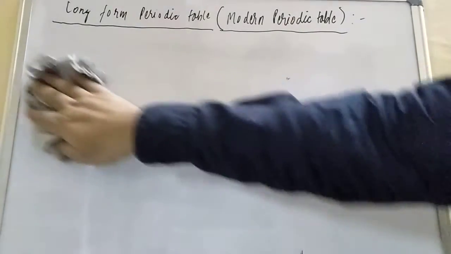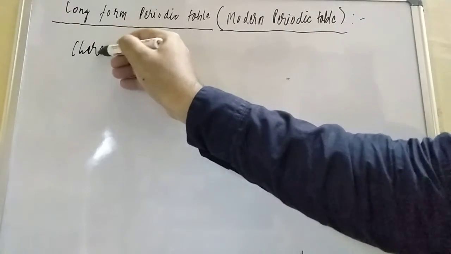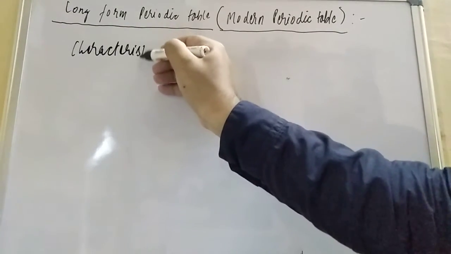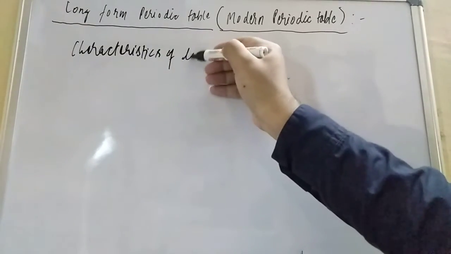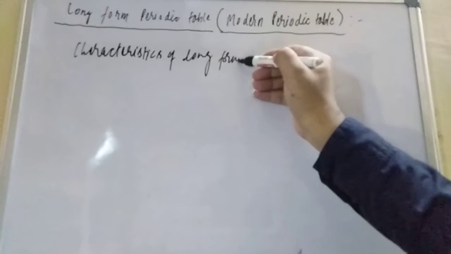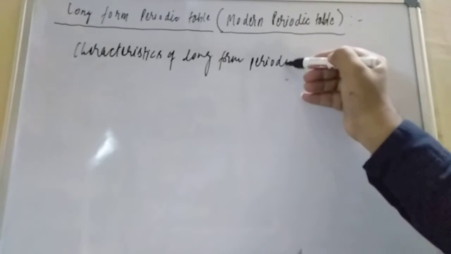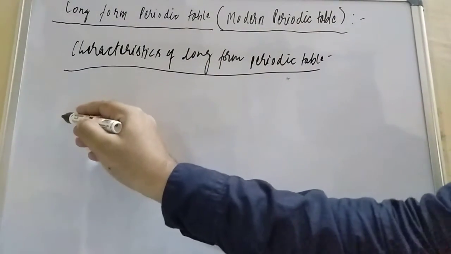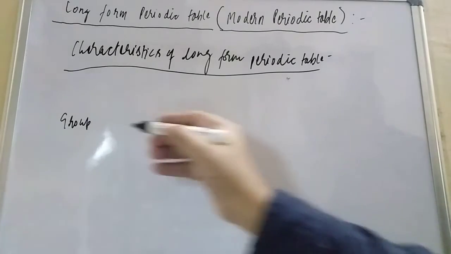So dear friend, firstly you write the characteristics of the long form periodic table. When you talk about the characteristics, there are the groups. If we talk about the groups, friend, there are 18 groups. How many groups, student? 18 groups. These 18 groups are divided into the blocks.